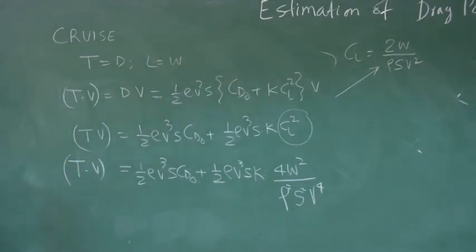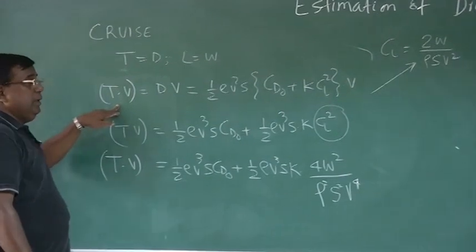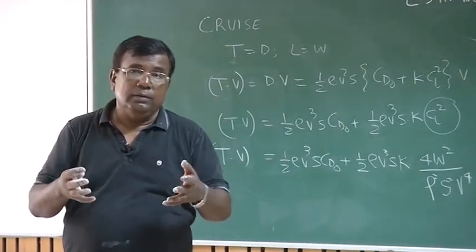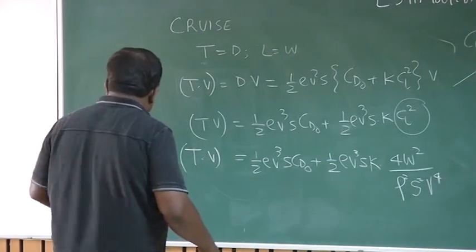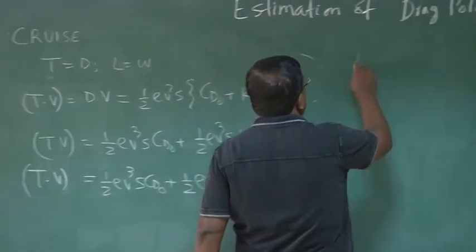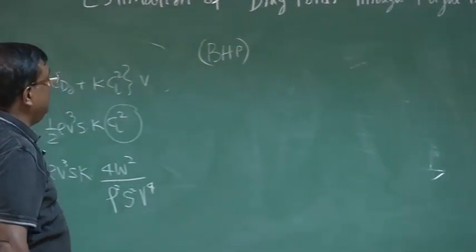If everything is fine, try to understand what is T into V. T was what? T was equal to drag, or thrust required equal to drag. So if I want to cruise, I must ensure my engine is providing that much thrust. What was T into V then? T into V is power available. So for our understanding, we will write T into V so that we don't get mixed up as brake horsepower, keeping in mind that this is available from the engine.